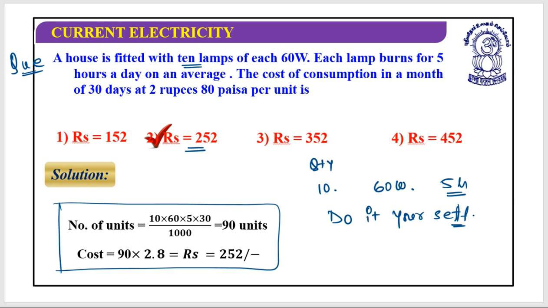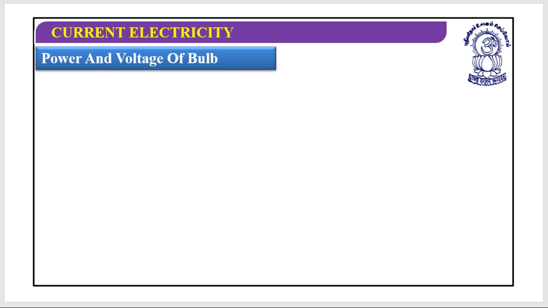Are you sure? Great. Now let's move to the second category of questions in the energy and power segment. That is the power and the voltage of the bulbs. These are the questions regarding the bulbs. So let's have a look at how they are going to ask it.